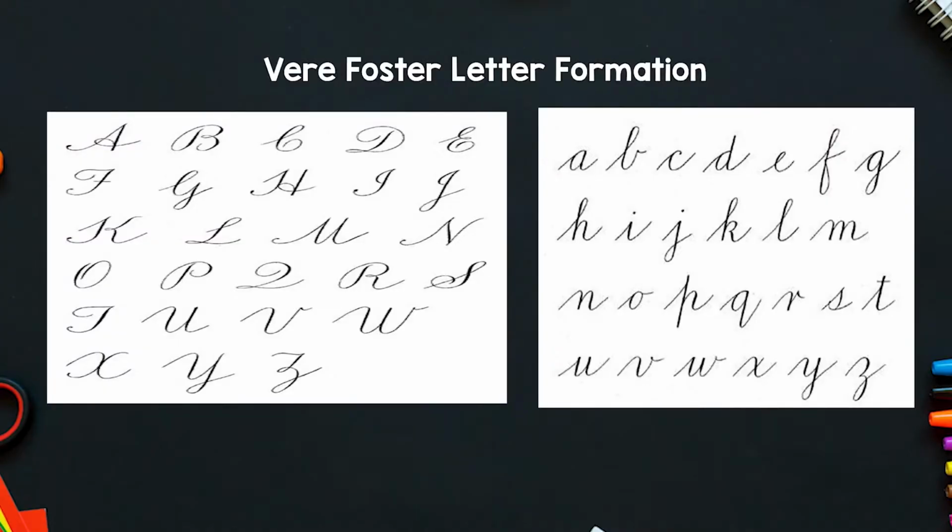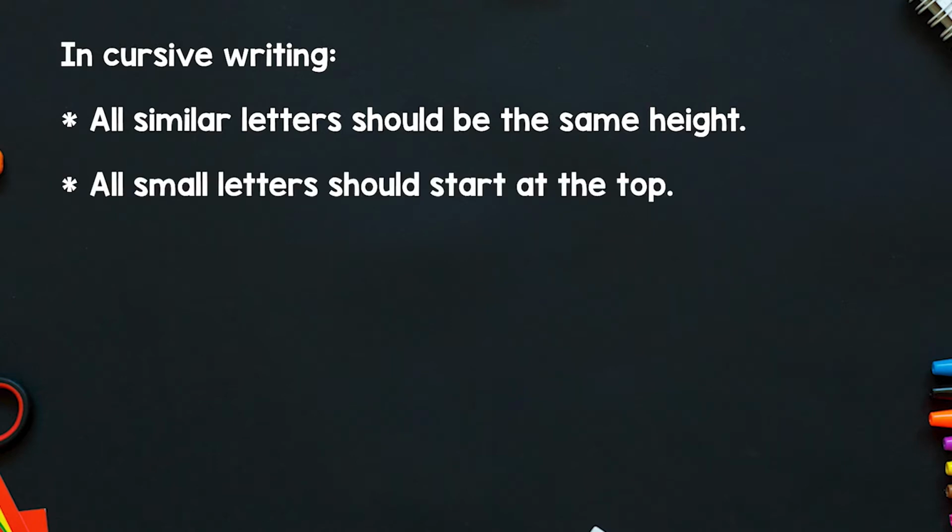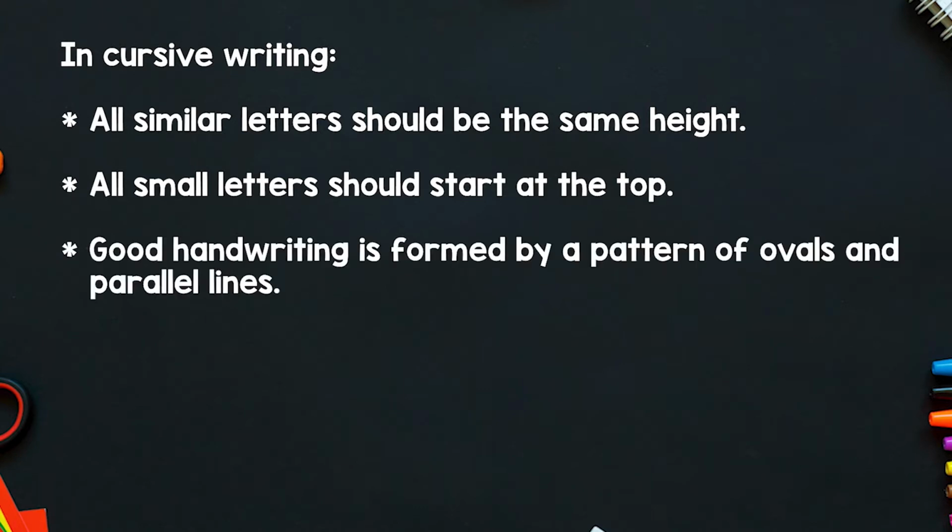Now, for our writing system, we use the Vere Foster letter formation pattern. And if you look carefully on the chart, it shows you how the letters can be formed, whether in uppercase or in lowercase. If you notice, they all have a little extra piece to the letter. Now, in cursive writing also, all the letters should have similar height. All small letters should start at the top, and good handwriting is formed by a pattern of oval and parallel lines. Now, you should pay attention to those strokes of letters that should be used.